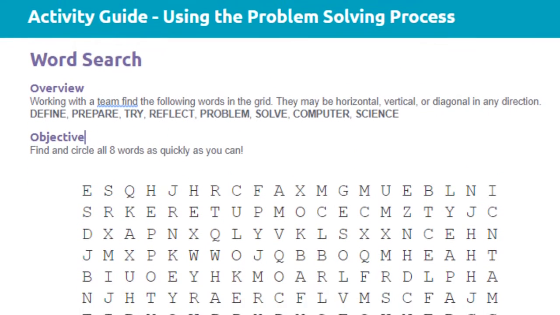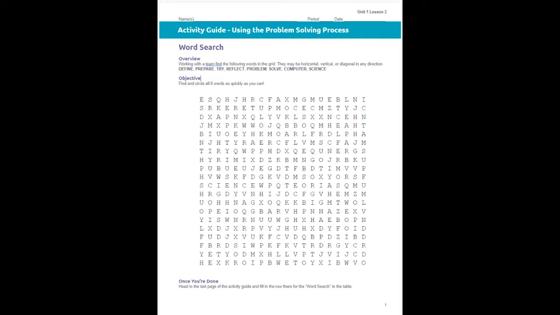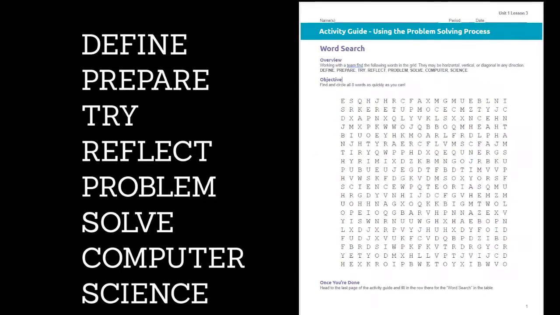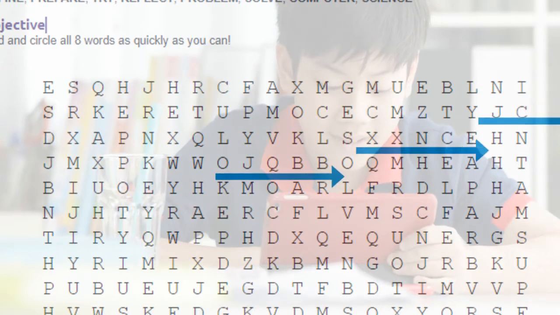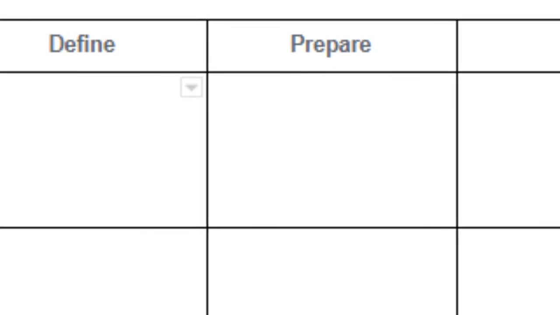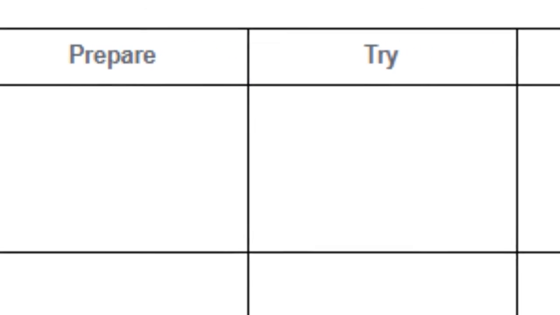The first activity is a word search. Flip over the activity guide to begin the first challenge. You'll be looking for 8 words in a 20 by 20 grid of letters. Think about how making a plan might help you to do this. Once you finish, flip your activity guide to the last page. There's a table to record your experience with the problem. Record what parts of solving this problem fall within each step of the problem-solving process.